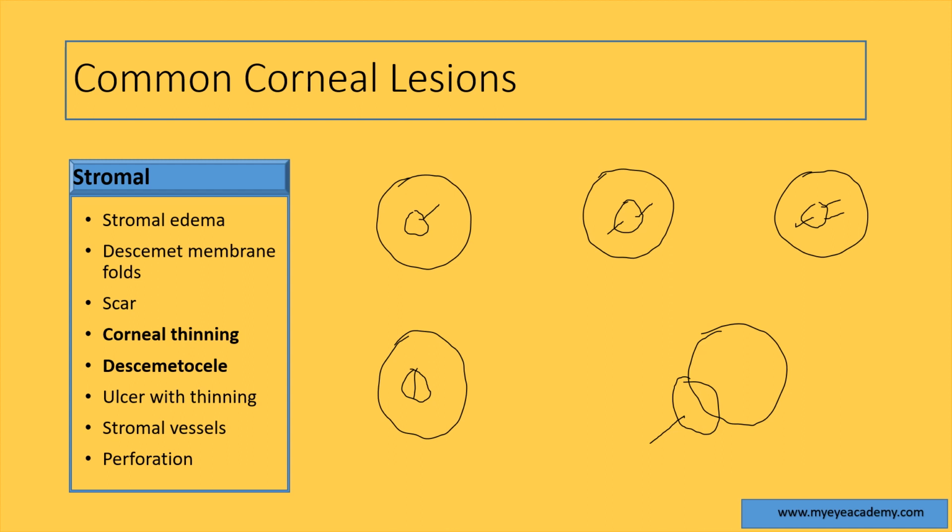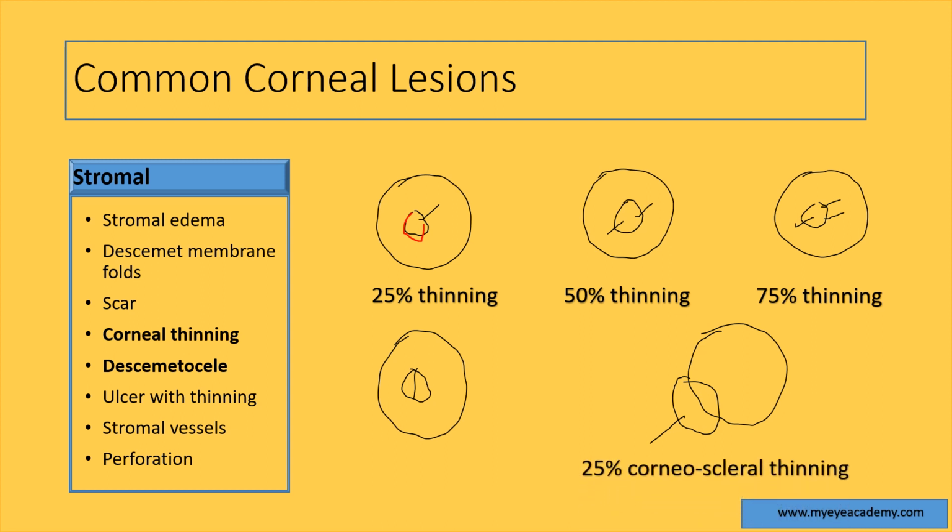And now the corneal thinning. You draw the shape of the corneal thinning with one radial line, that means 25% thinning. If you've got 50% thinning, you draw 2 lines, 3 lines 75% thinning, and this one is 25% corneoscleral thinning. And if you've got a descemetocele, you draw the area with the vertical line which makes a D, and D stands for descemetocele.